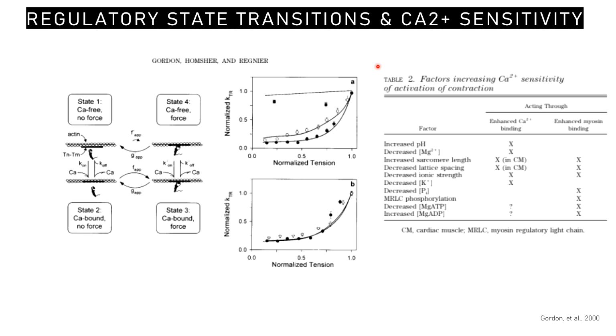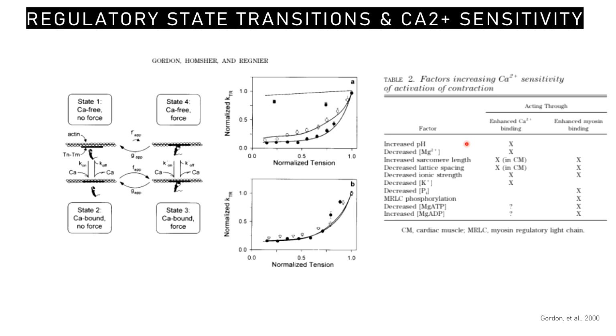Table 2, shown here on the right-hand side, lists the physiological and the biochemical factors increasing the calcium sensitivity of activation. So the factors that enhance calcium binding include increased pH, decreased magnesium, and increased temperature, which all make troponin C bind calcium more easily.